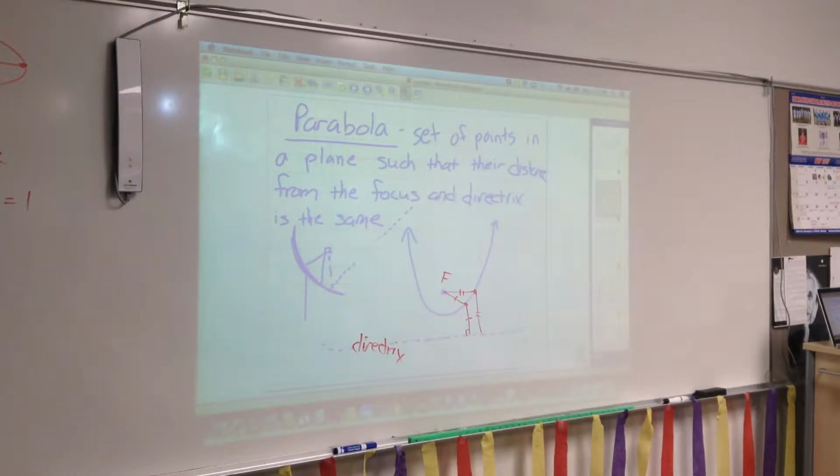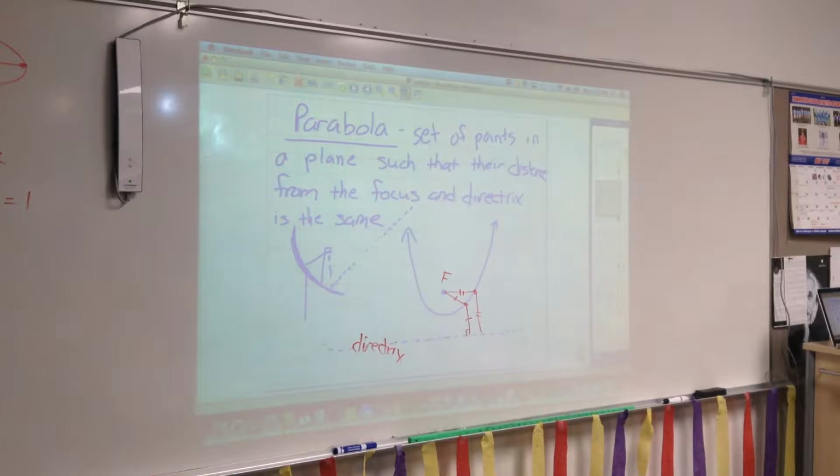We're not actually going to find the location of the focus for a parabola. We're not going to find the equation of the directrix either. Like I said, we don't do a lot more with parabolas than what you kind of already know. As long as you know how to graph basic parabolas, I think we'll be fine.